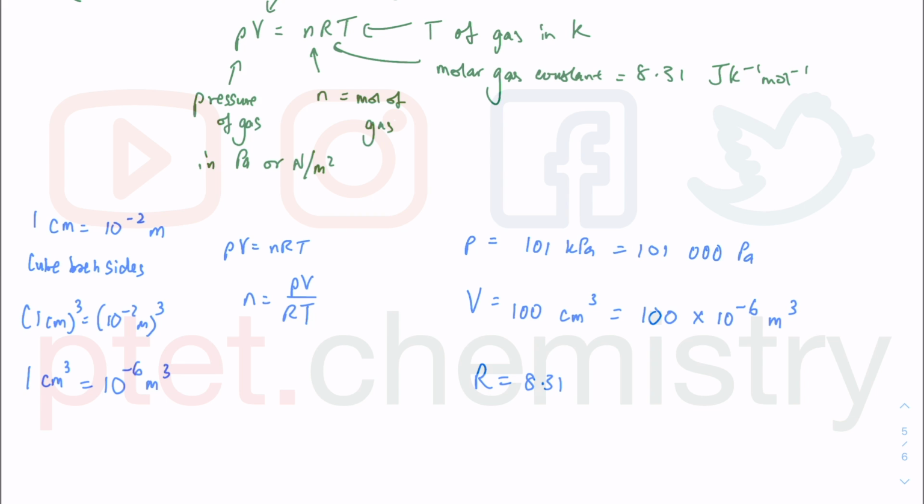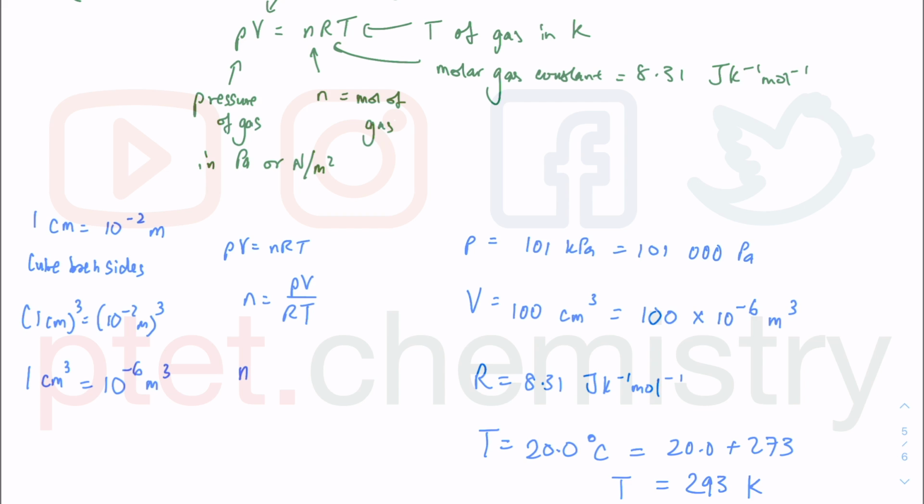R is 8.31 joule per Kelvin per mole from the data booklet. T is given as 20.0 degrees Celsius, so 20.0 plus 273 is going to be 293 Kelvin. Be careful, do this on your calculator and you will get 293 Kelvin. Let me just double check to be sure. Yep, 293 Kelvin. Now we are ready to sub in everything in the correct units.